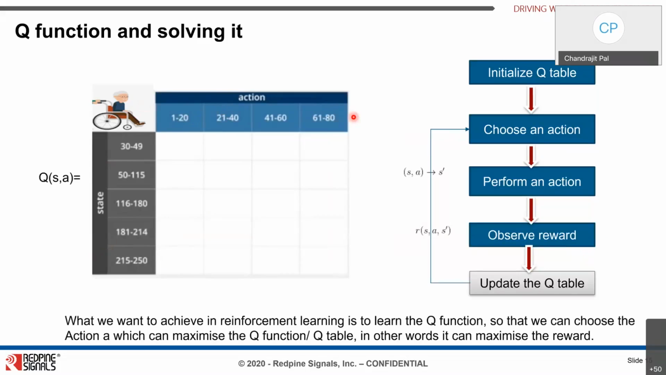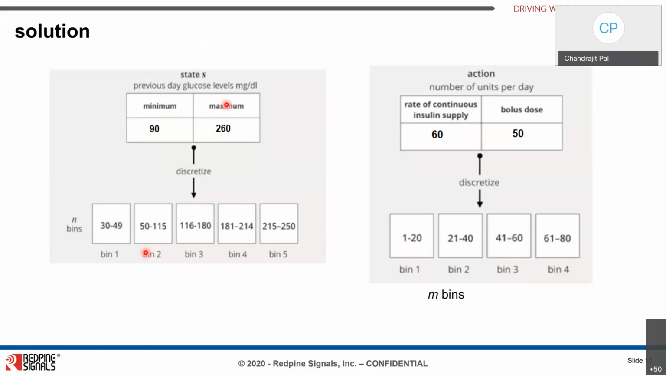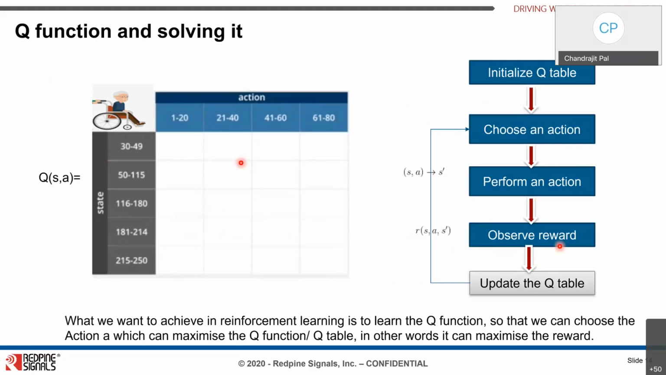Okay, so here we had discretized the states starting from 30 to 50, 50 to 115. What we saw in the previous, this is a continuous range, and we had broken it up into discrete ranges. And similarly for the action also, we had broken it up into some ranges. So the rows denote the state and the columns denote the action. So why do we do it in the form of a table? Given a particular state, what will be the effective set of action, we can find it out from the exact coordinate positions.